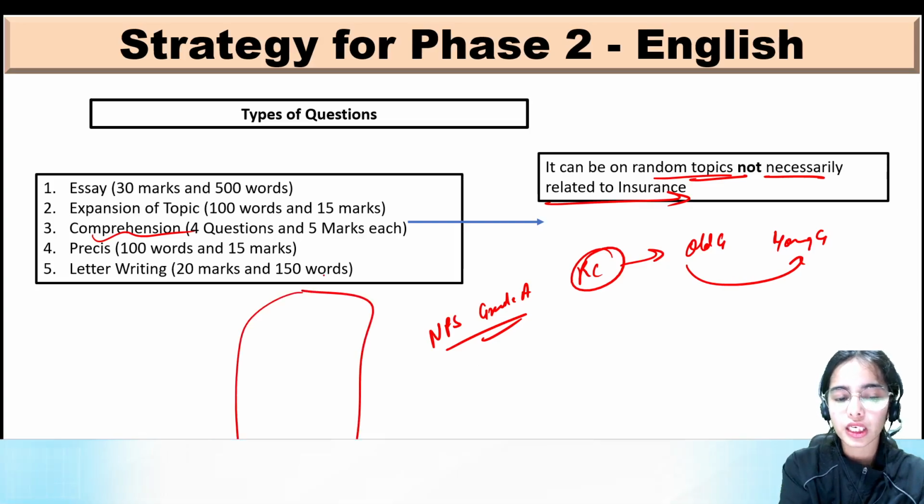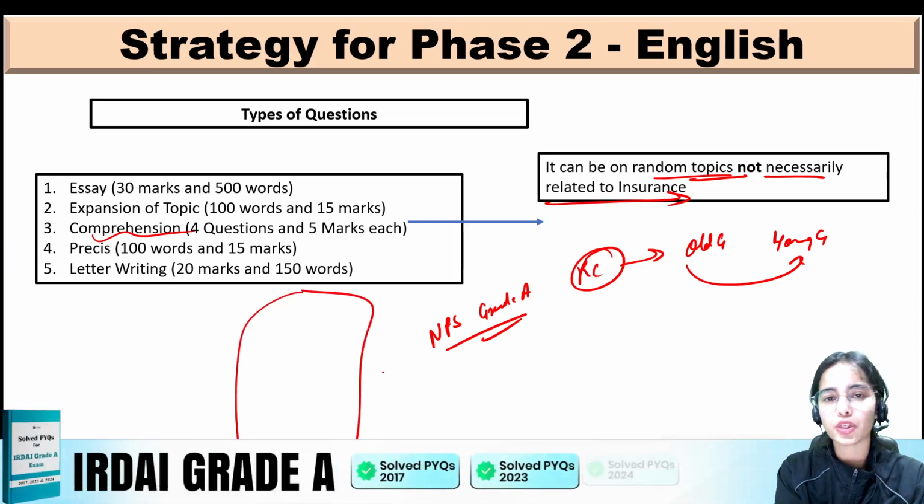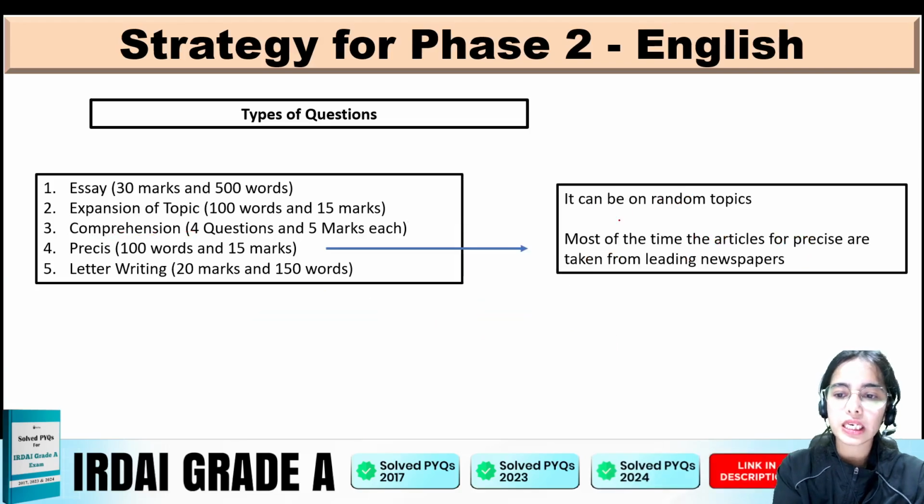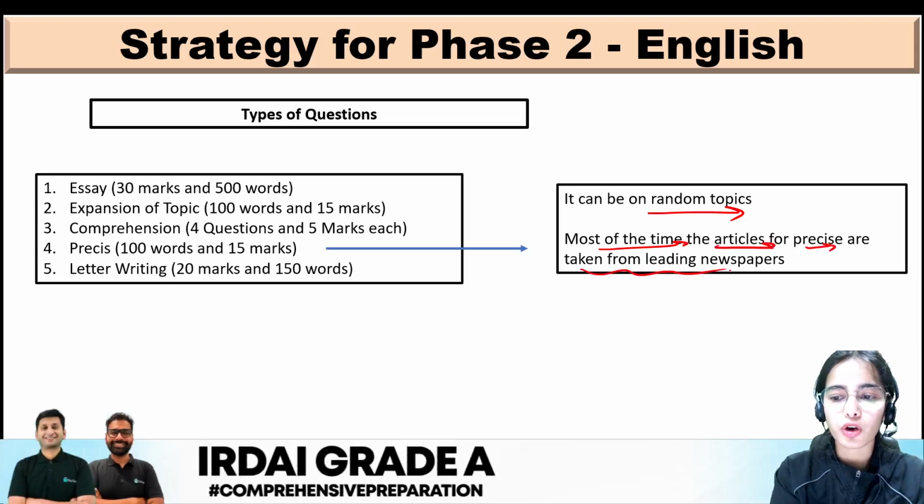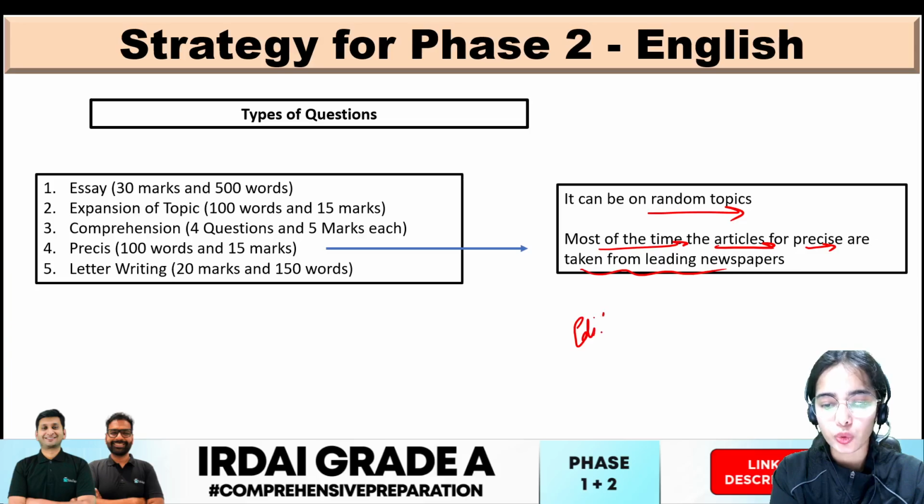So you will have to read the comprehension and then answer the questions. Precis, it can be on random topics again. Most of the time, the articles for precis are taken from leading newspapers and the editorials, we can say.